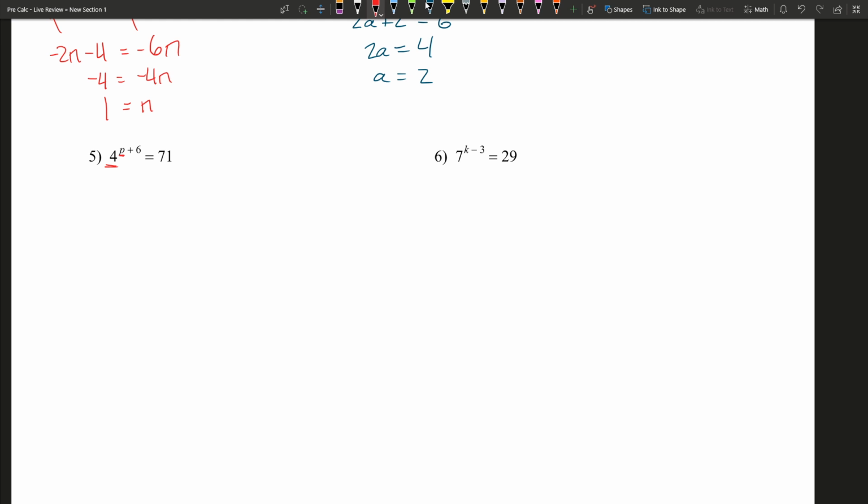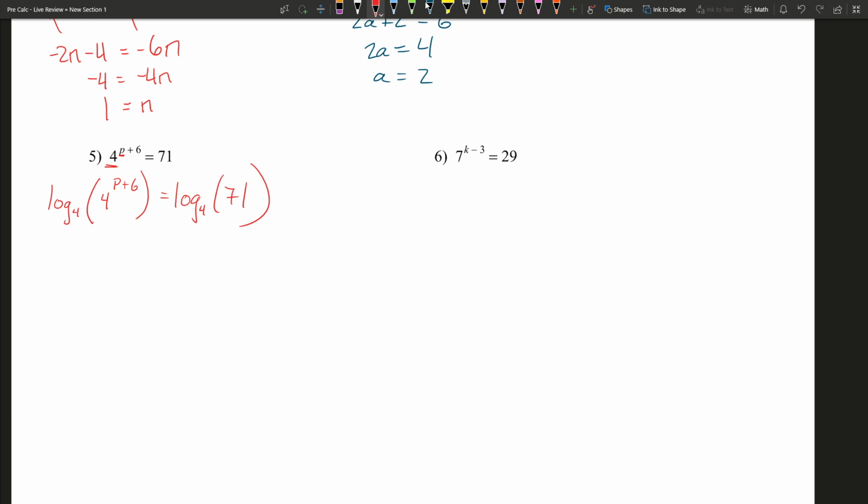In order to do that, we need to take the inverse of an exponential function with a base of 4. The inverse of an exponential function with a base of 4 is a log with a base of 4, because logs undo exponentials. So we're going to take the log base 4 of both sides. The log base 4 on the left-hand side will cancel out the 4 on the left-hand side as well.